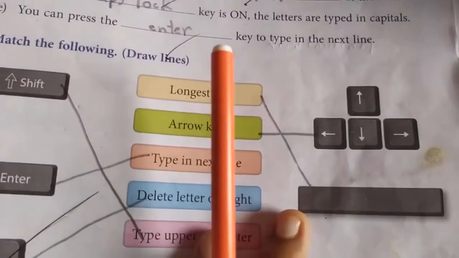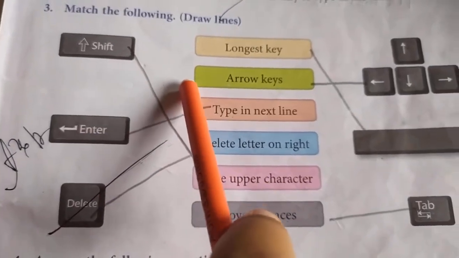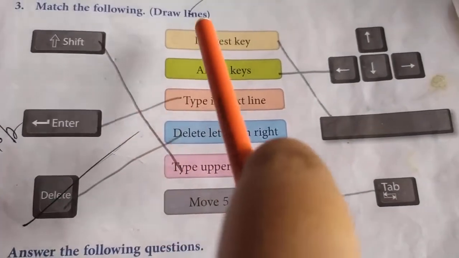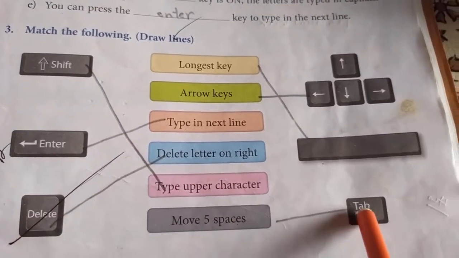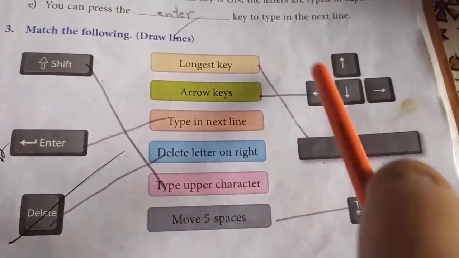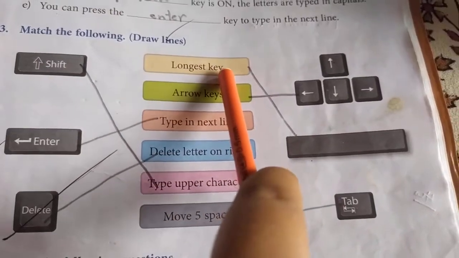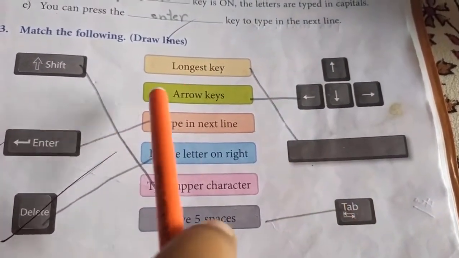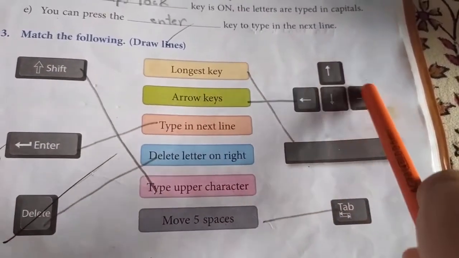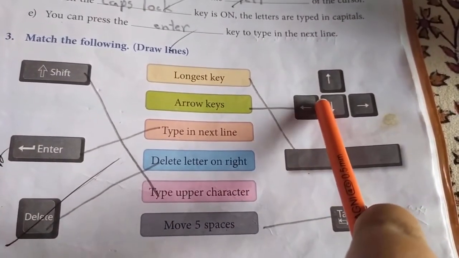Next we have the matching. Match the following by drawing lines. Shift key, enter key, delete key, tab key, space bar, arrow keys. So, largest key is the space bar. Match over here. Arrow key. These are the arrow keys. So, matching is over here.